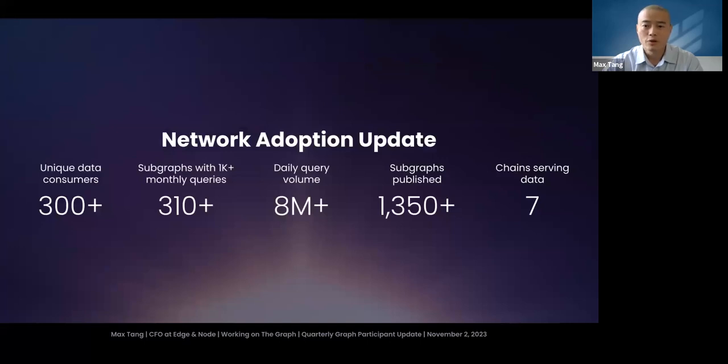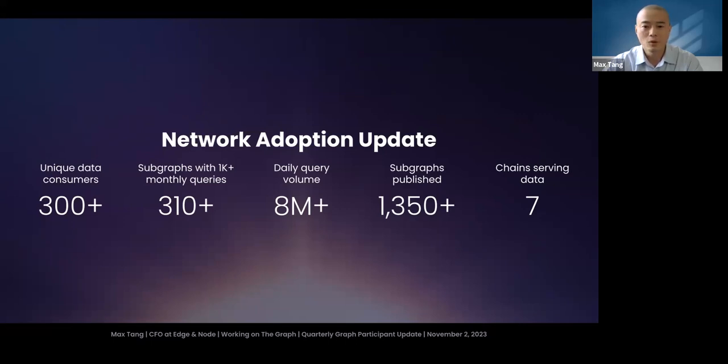Now we have over 300 unique data consumers and 310 subgraphs with more than 1,000 monthly queries. We're starting to see third-party queries such as Web3 data aggregators and data analytics companies. This is an early demonstration of the marketplace effect for subgraphs. This can only seamlessly happen in a permissionless protocol.